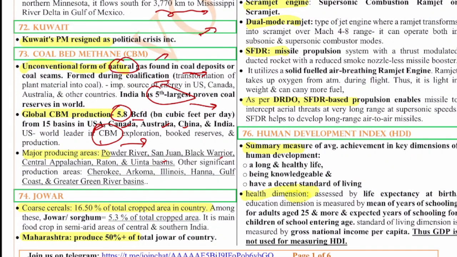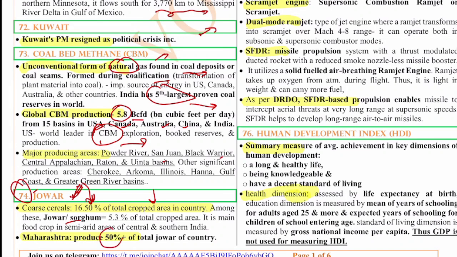Next, the 74th question is on jowar. Jowar is a coarse cereal. It occupies 16.5% of total cropped area, and among these, the jowar, sorghum. So generally the coarse cereals occupy 16.5% of total cropped area, and out of that, jowar is about 5.3%. So the coarse cereals are very important. Apart from the cereals, these coarse cereals are produced in few areas very prominently, and they are being consumed also. They are very good for health as well.